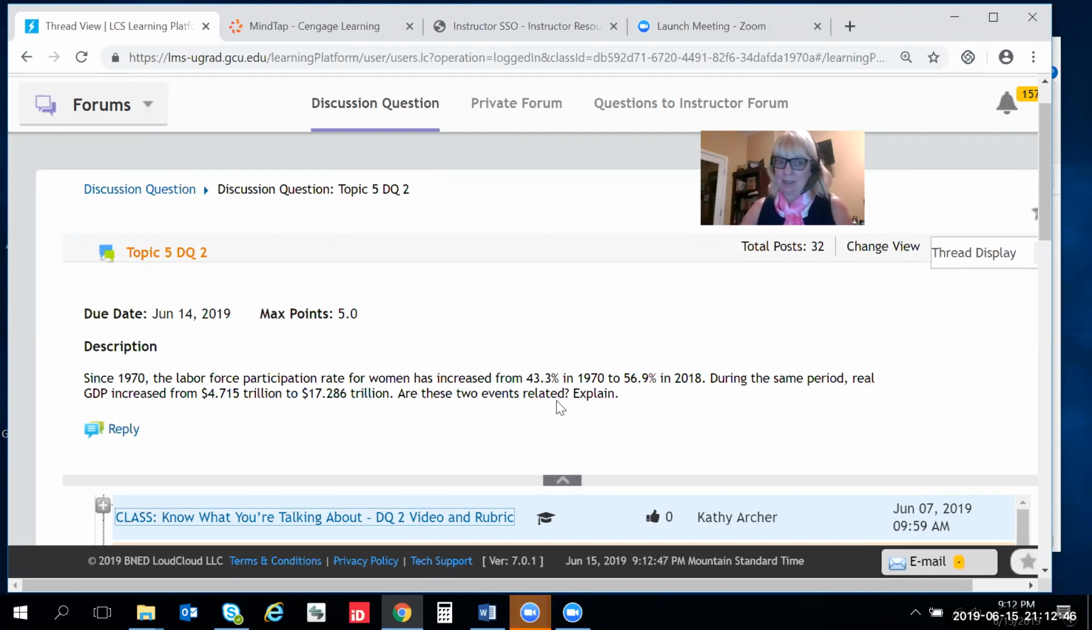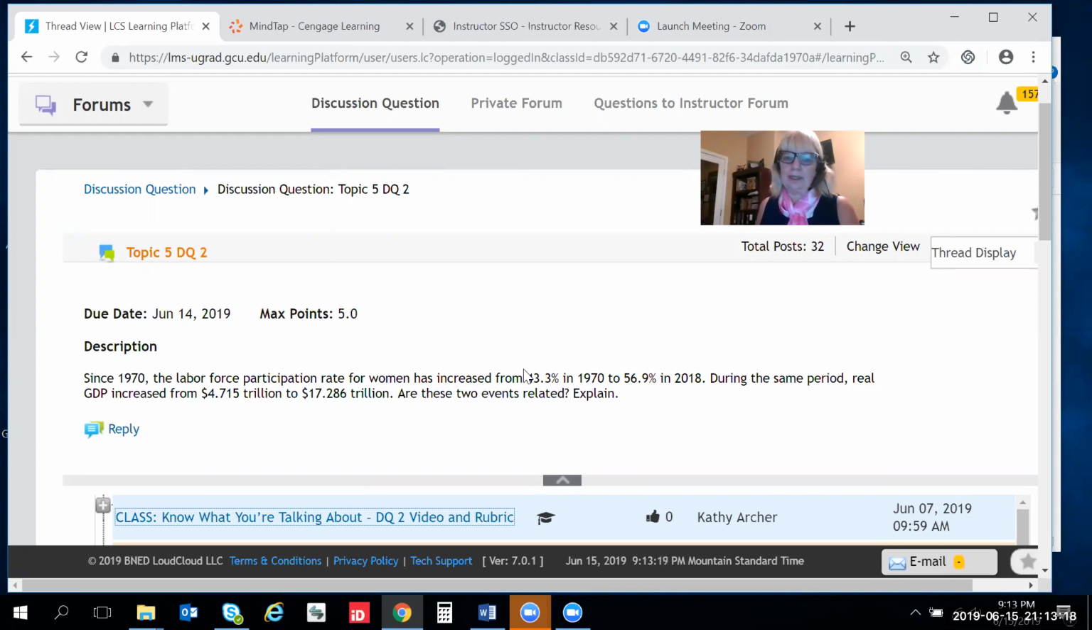Today, what we're talking about is Topic 5, DQ2, and I have it up right here. Since 1970, the labor force participation rate for women has increased from 43.3% in 1970 to 56.9% in 2018. During the same period, real GDP increased from 4.715 trillion to 17.286 trillion. Are these two events related? Never thought of it that way.